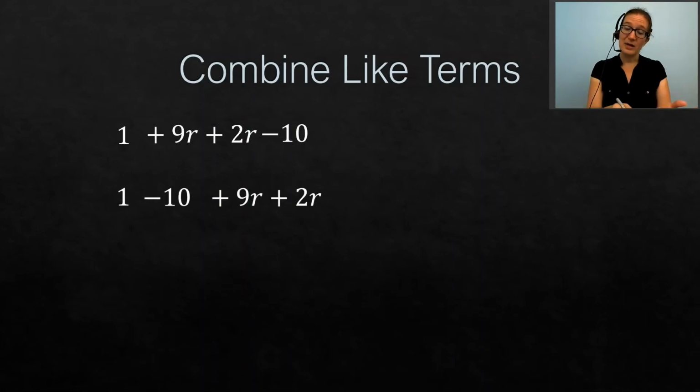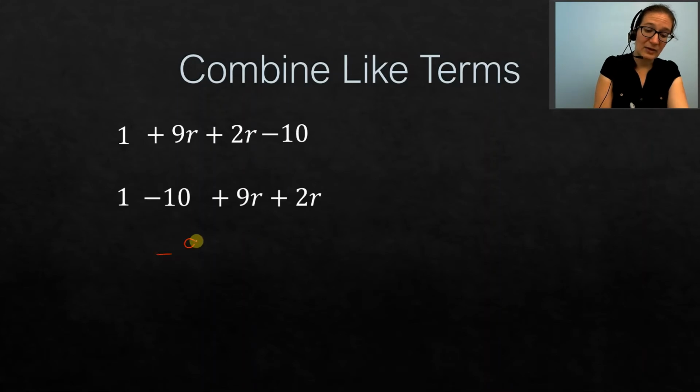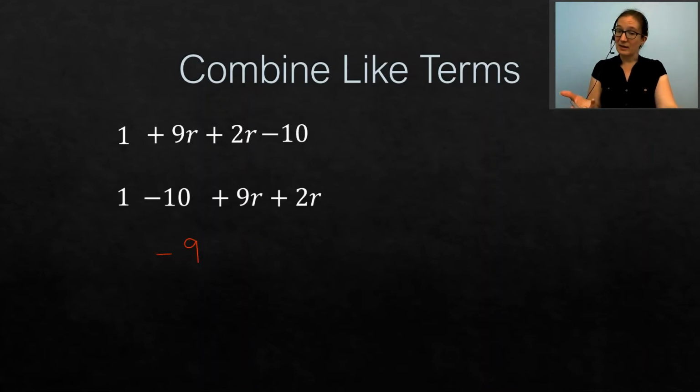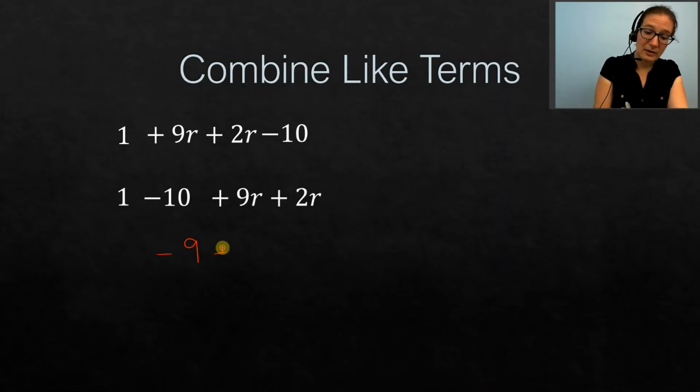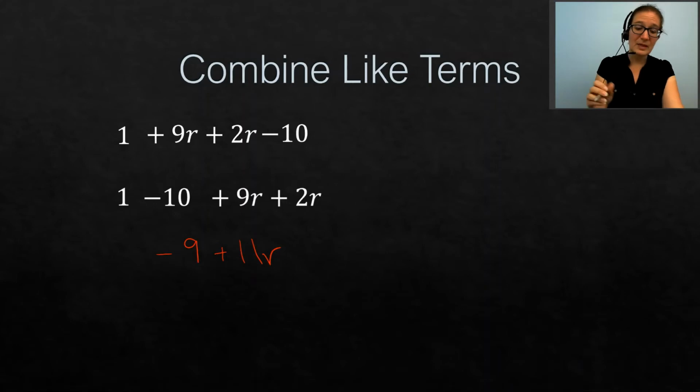So now I've got my numbers next to each other. 1 minus 10 will give me -9. And then I've got my letters next to each other, my r's. So 9r plus 2r is going to give me 11r. And now I have a phrase that looks smaller and simpler than what I had before, right? We have simplified this expression by combining our like terms, and now I only have two pieces that I need to work with instead of the four that we started with.